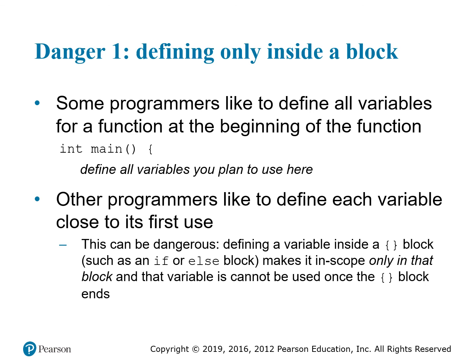However, that can be dangerous. If you happen to define the variable for the first time inside a curly bracket block, such as an if or an else block, that's going to make it in scope only in that block, and that variable cannot be used once the block ends. So if we say if is raining, int number of umbrellas equals 3, and then later in the program we wanted to use number of umbrellas, it wouldn't work. It only existed inside that if block.